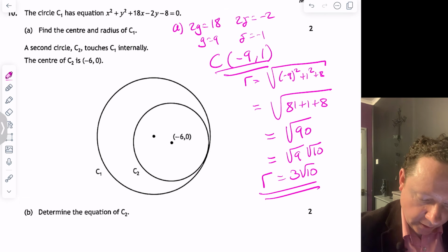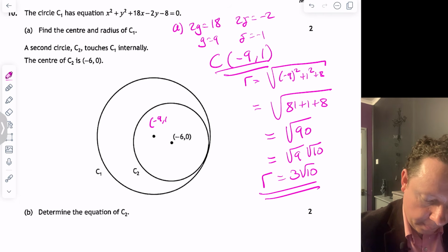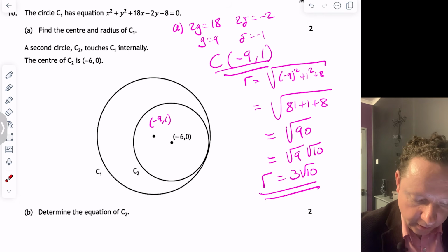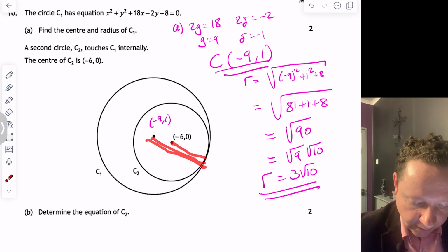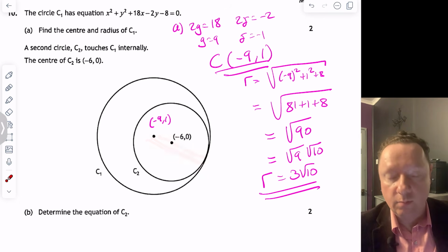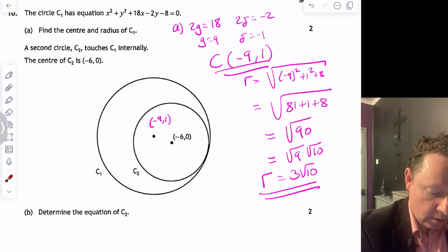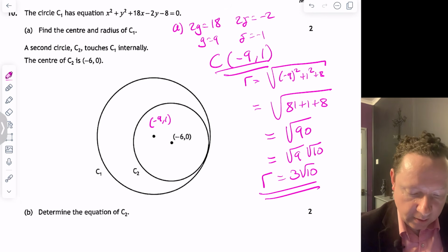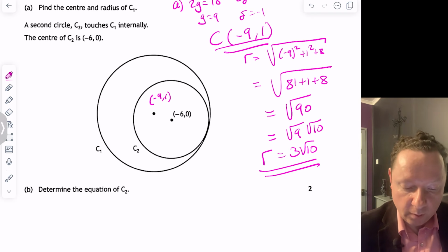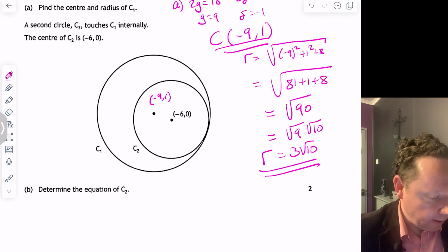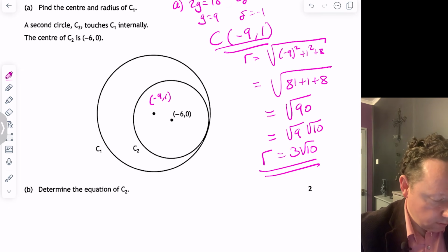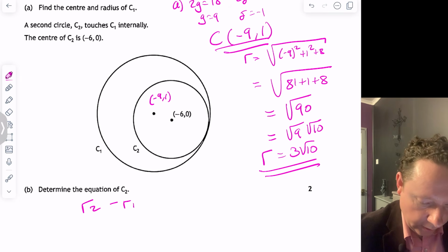The centre of C2 is minus 6, 0. Determine the equation of C2. Well, there's our new centre for this big circle, minus 9, 1. Now, if you imagine taking the centre of this and the centre of that, if I did this big one minus that one, it leaves me what's in between, which is the distance between the centres. So we can use that fact quite handily, that the radius of the big one minus the radius of the small one equals the distance between the centres. We're going to say that R2 minus R1 equals D, because they touch internally.